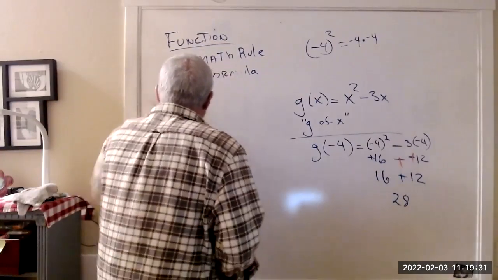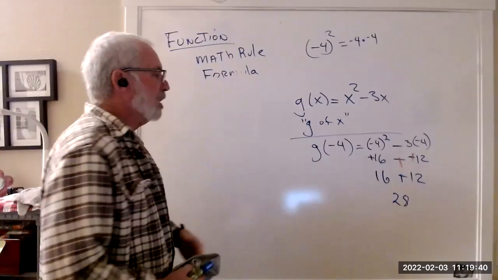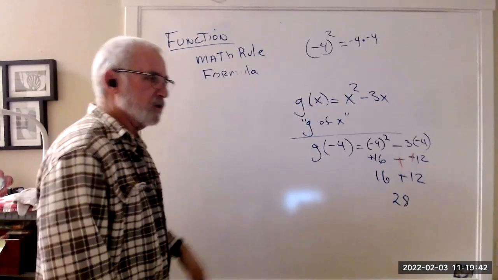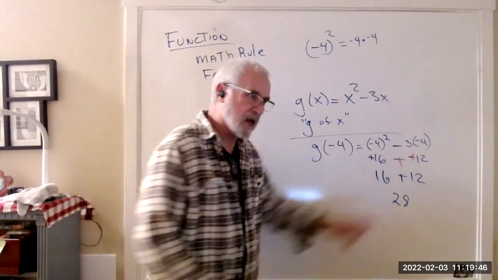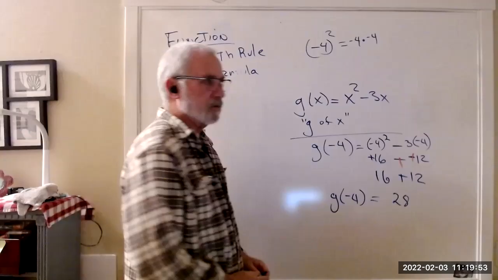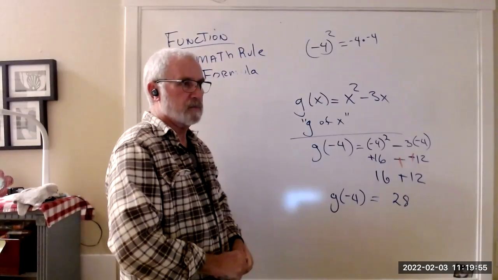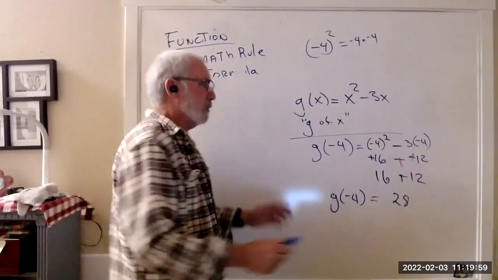Okay, what you're gonna see, typically it would be like G of -4 equals 28. G, when I plugged in -4, equals 28. So that whole left side of the equal sign is just the formula that we're plugging in. Oh, okay, got it. All right, I was a little lost. Okay, no problem.